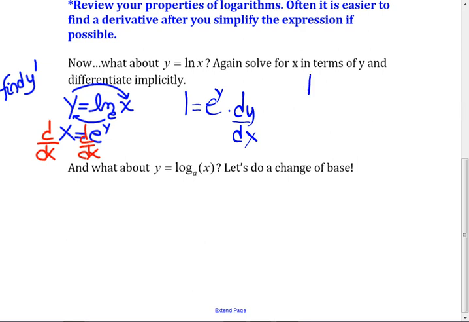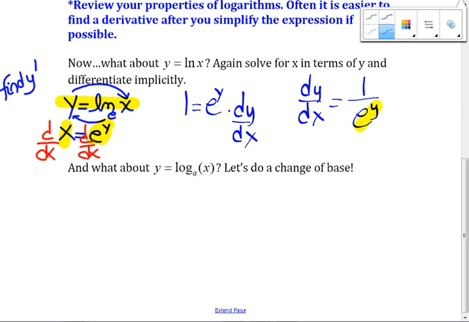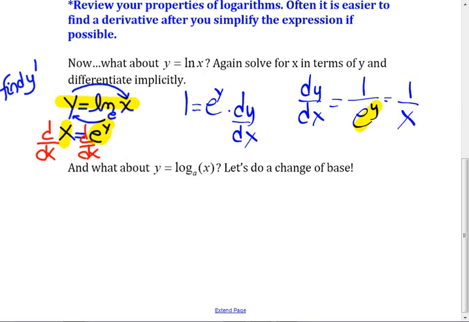So if I solve for dy dx, it's 1 divided by e to the y. But what is e to the y? It's x, isn't it? We said we took this original function here and we changed it. We solved for x. X equals e to the y. So in place of e to the y, I'm going to put an x. And that's the derivative of the log function. Just 1 over x. Ready to go to my slide where I'm going to put them all together?